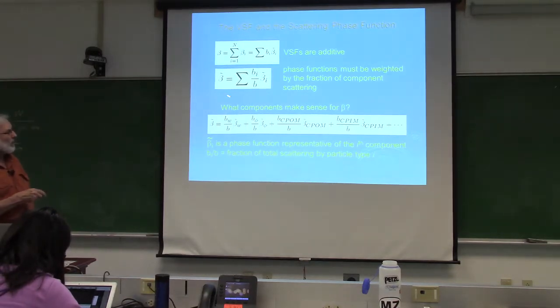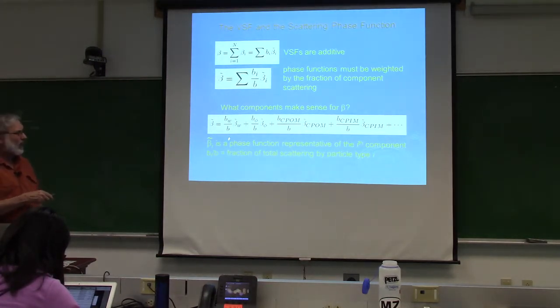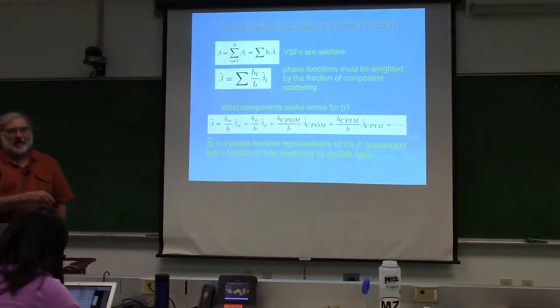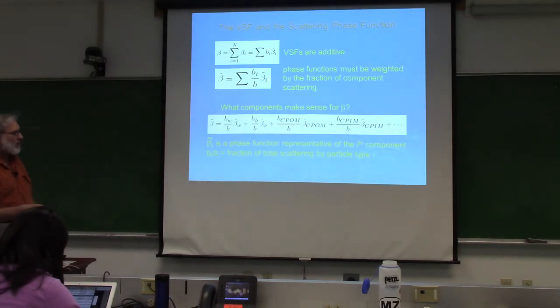And then when we write an equation like this, what makes sense for what components to add up? You'll always have water, then you can have phytoplankton, different kinds of mineral particles, bubbles, oil droplets, whatever's in the water. And that's your choice.